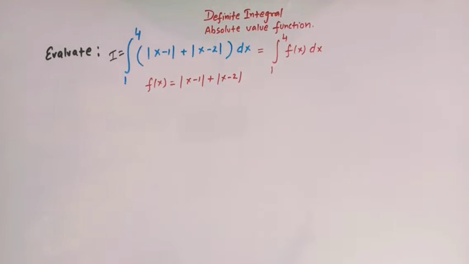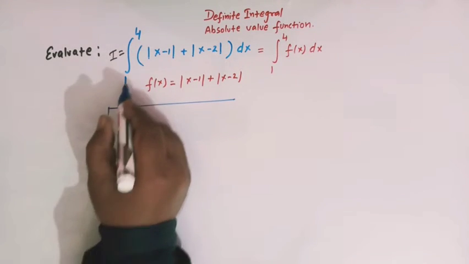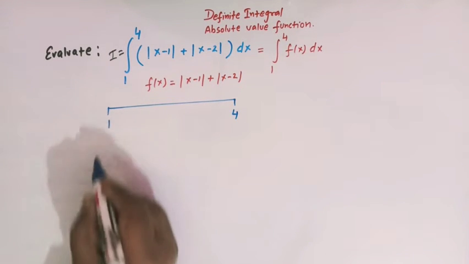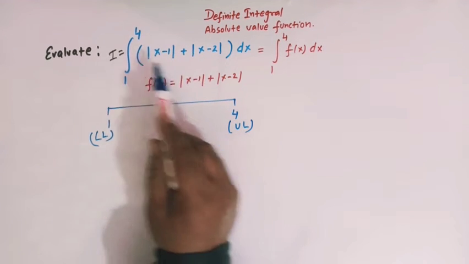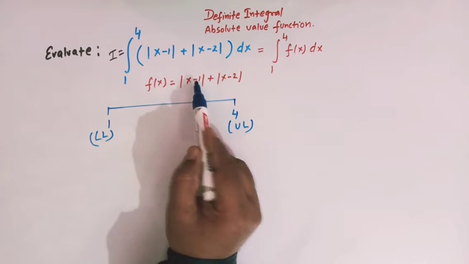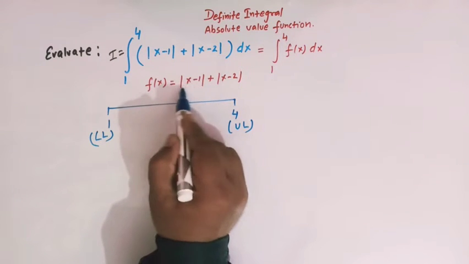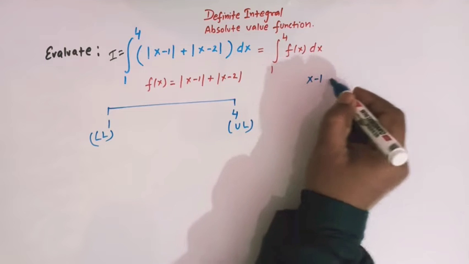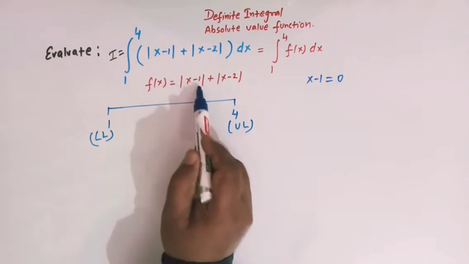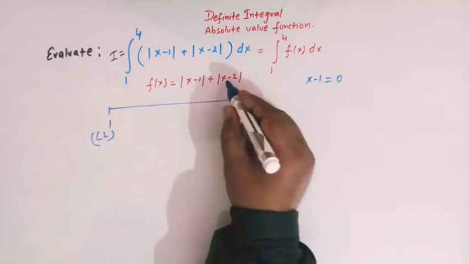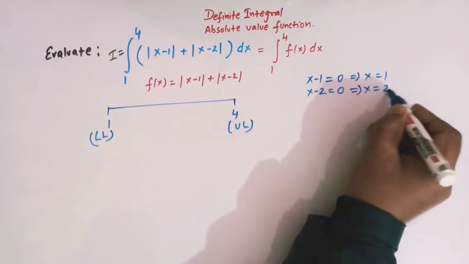So let us see how to write this function f of x as a piecewise function in different intervals. Now see, here we have this number line, and the lower limit is 1 and 4 is the upper limit of integration, right? And now let us see the integrand. See, here we have mod of x minus 1, right? So let us solve the expression which is inside these two vertical lines. So we have mod of x minus 1, so let us solve x minus 1 is equal to 0. It means we have to solve the equation by equating the expression inside these two vertical lines equal to 0. And similarly here we have x minus 2 is equal to 0, right? So we have x is equal to 1 and here we have x is equal to 2, right?